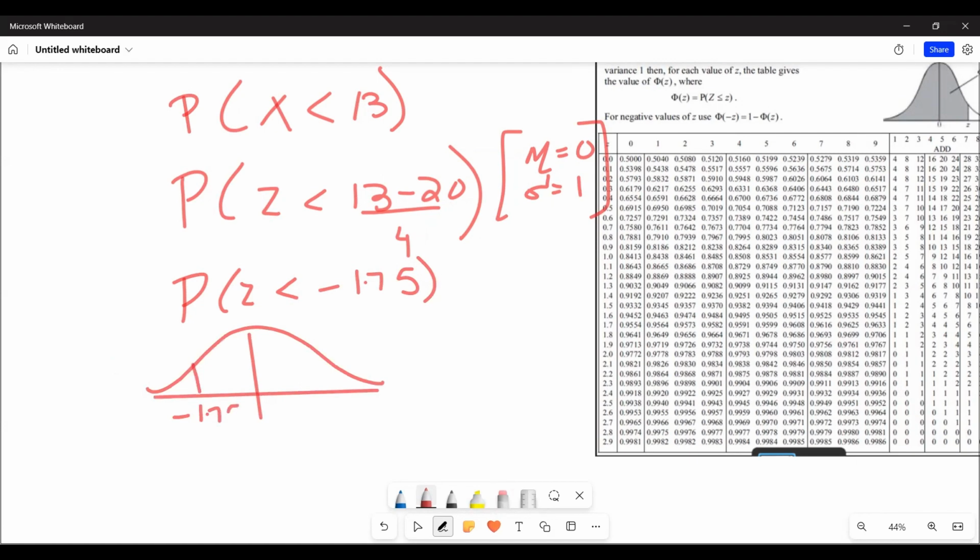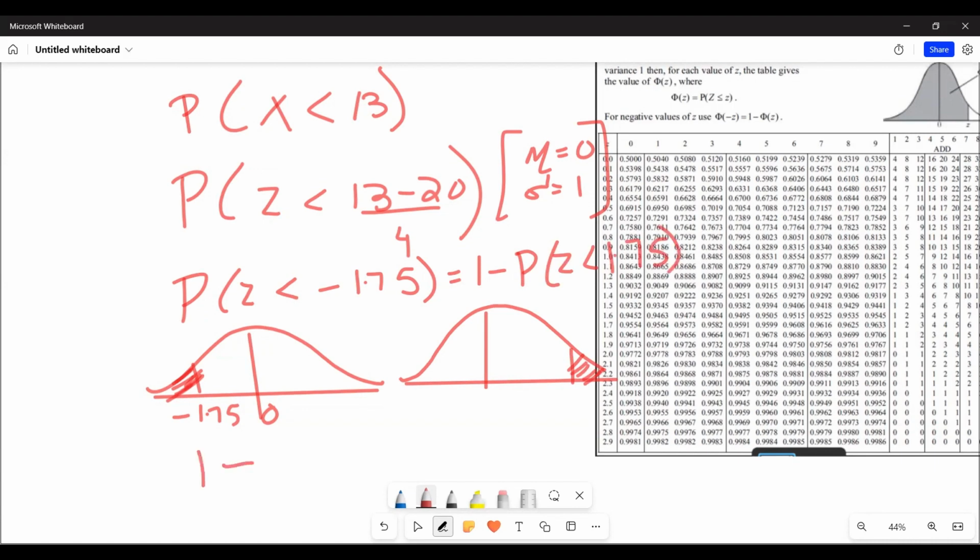Negative 1.75 is here, 0 is here. We need this probability, which is the same as, टेक्निकली आपने x को z में कन्वर्ट किया है. हाँ, क्योंकि z तब होता है जब मीन 0 होता है और स्टैंडर्ड डेविएशन 1 होता है. Okay. So now what we'll do, we'll find this probability by doing 1 minus probability z is less than 1.75.